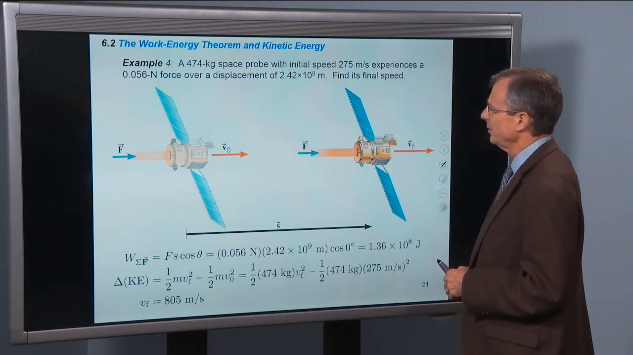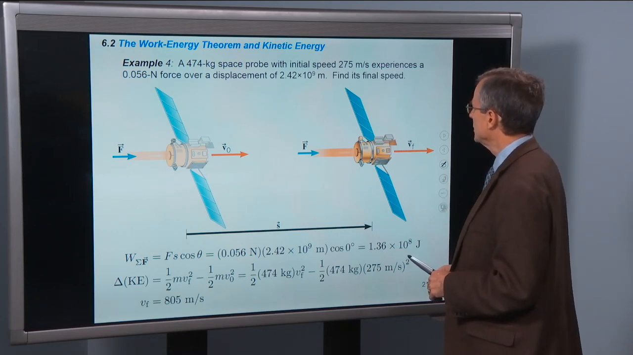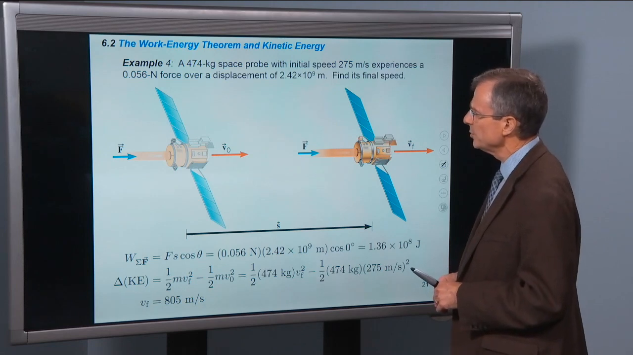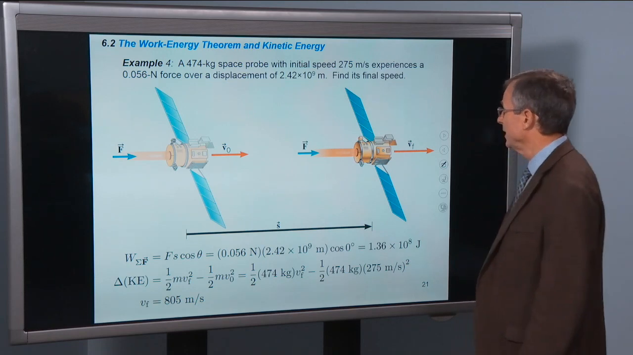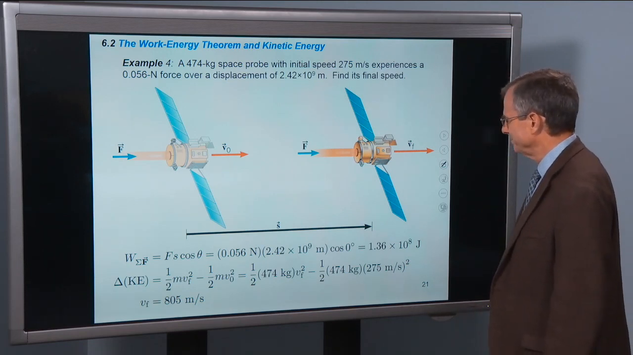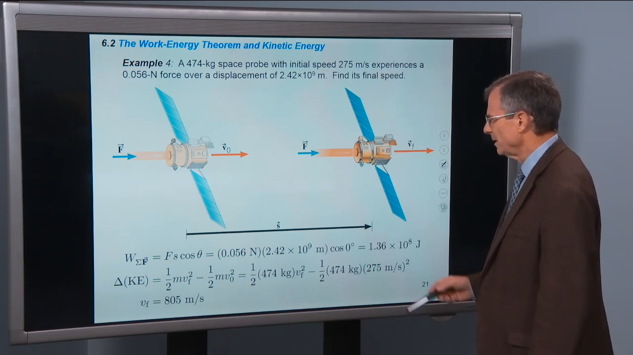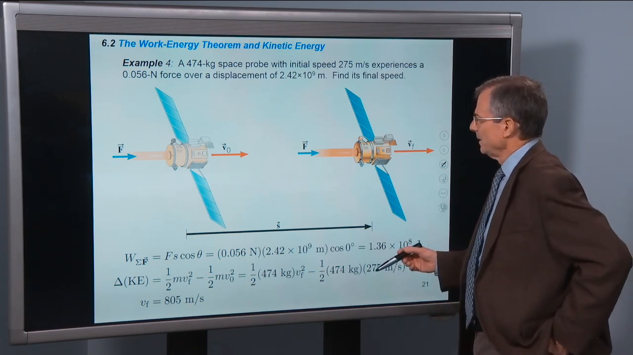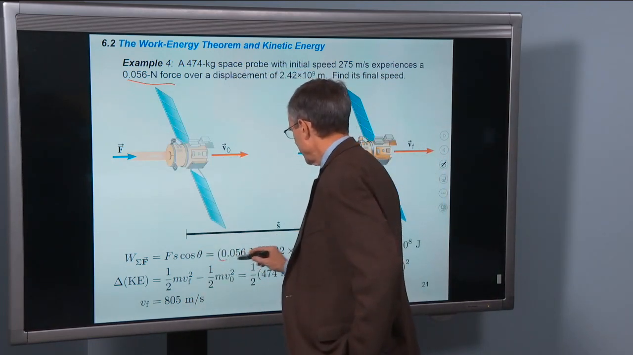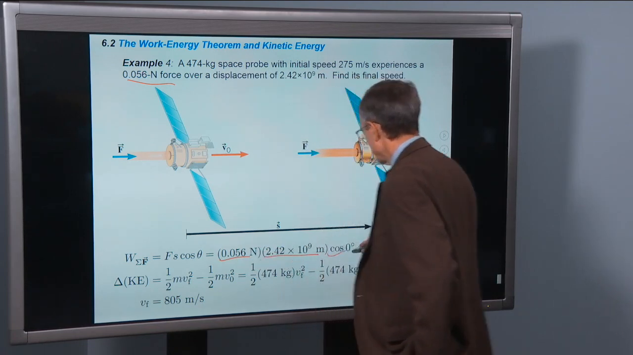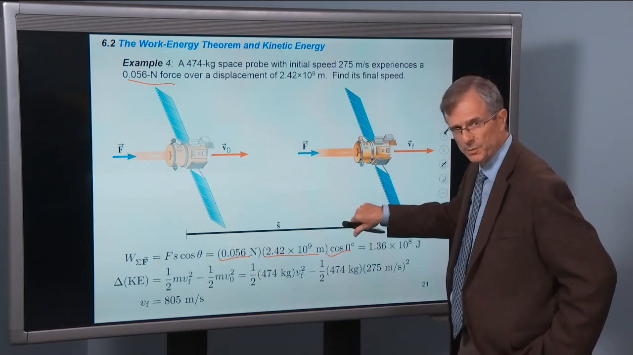Okay, let's do another example. A 474 kilogram space probe with initial speed 275 meters per second experiences a 0.056 newton force over a displacement of a whole lot of meters. Find its final speed. This is very similar to the previous example. There's just a single force acting on it. That's the force, that's the distance, and the cosine of the angle between them: the force and the distance are parallel to each other, so the angle between is 0.